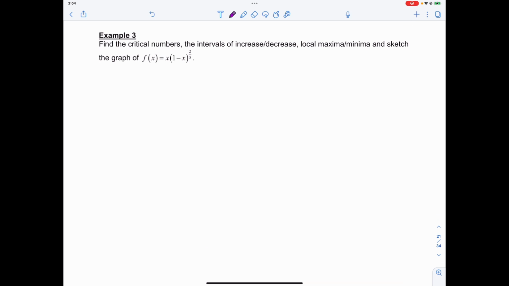All right, let's take a look at one last example here. Find the critical numbers, the intervals of increase and decrease, and the local maximum or minimum, and sketch the graph of f of x is equal to x times (1 minus x) to the power of 2 over 5.